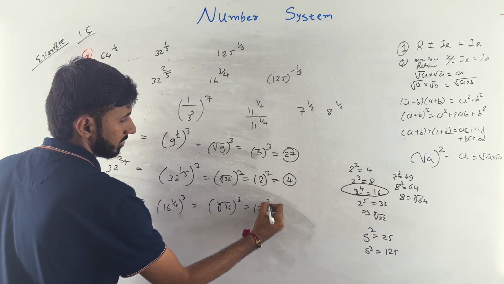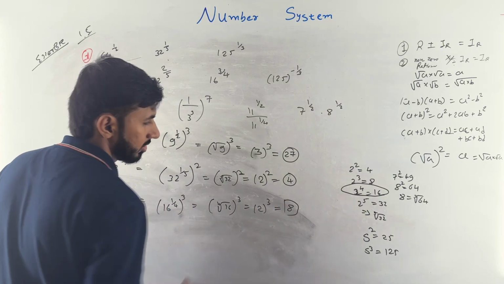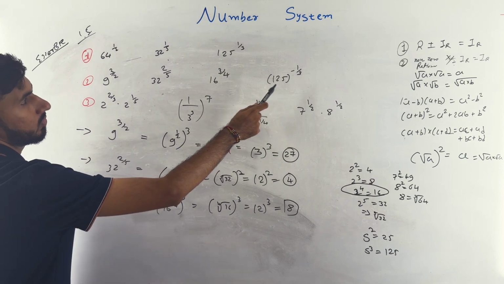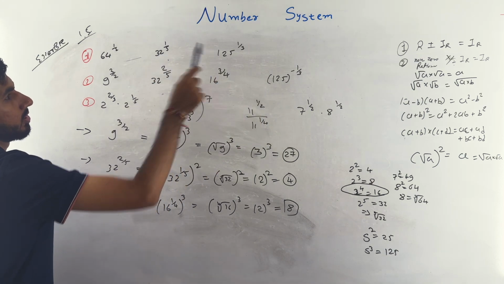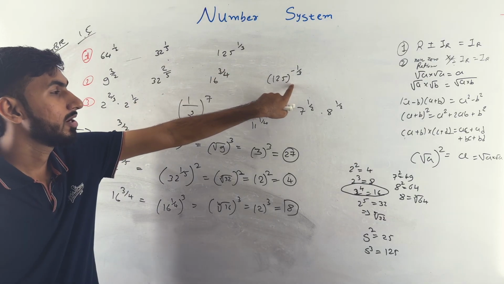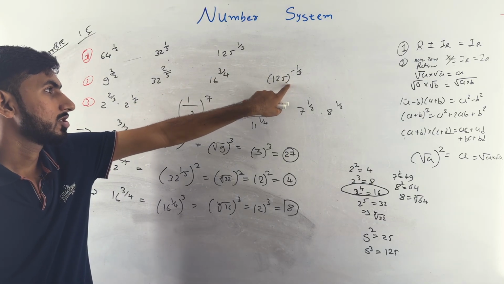So it is 2 power 3. Now we all know that 2 power 3 is 8. So it is our answer. Now here we have, oh sorry, previously I have done 125 power 1 by minus 1 by 3. That is the answer of this question.